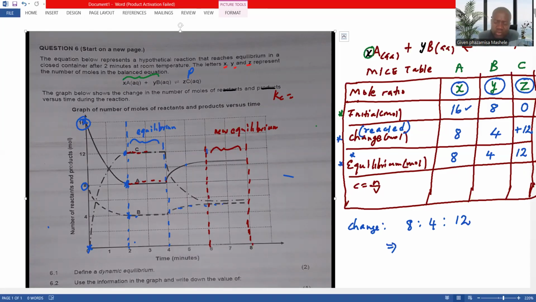By so doing, you realize that the number that goes into 8, 4, and 12 is 4. So which means we can divide by 4 throughout. Let's divide here by 4, by 4, 4. This one means it will be 2, 1, 3. Then it means now, if we do this, I want to show you something very important.